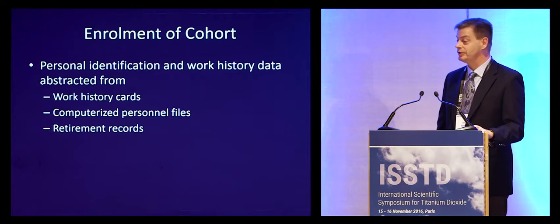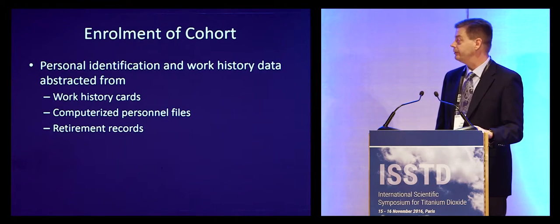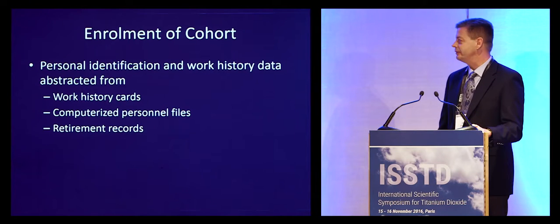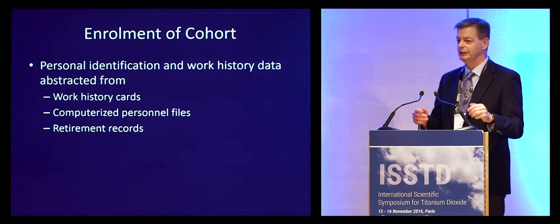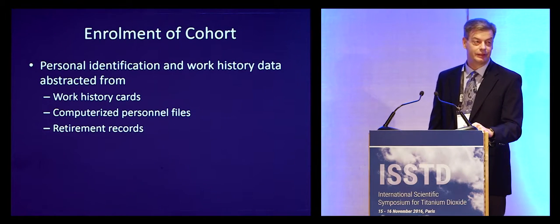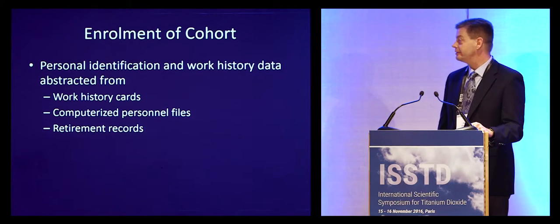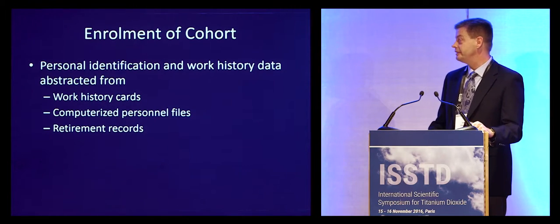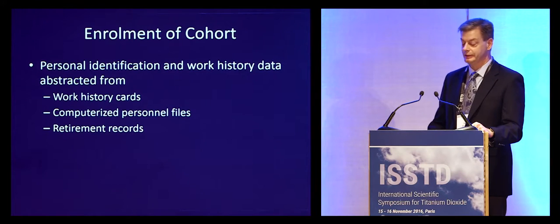This slide describes how we enrolled the cohort. We identified everyone who'd ever worked at the plant through 3 methods. We used something called work history cards, called Cardex cards, and you see this across industry. It's really just the handwritten form of recording people's work. I have an example, I'll show you that. Then about the mid-'80s, people started computerizing their employment records, so we got all the employment files. We also looked at all the retirement and pension records, as well as all the medical records, to try to capture everyone who'd ever worked in these facilities.